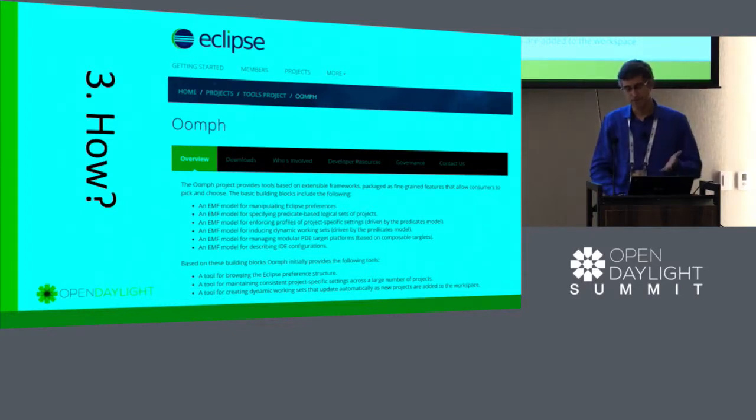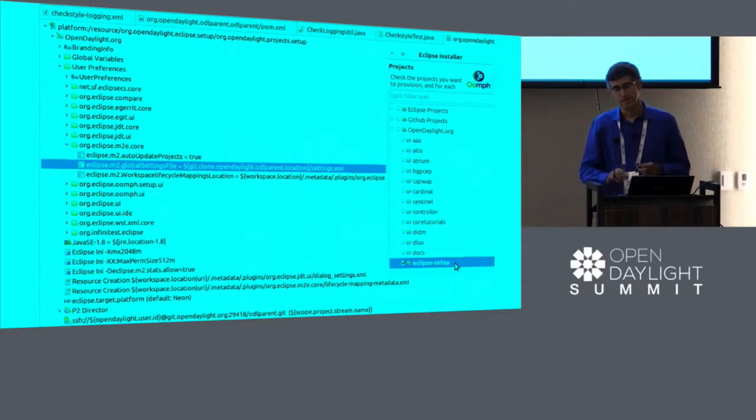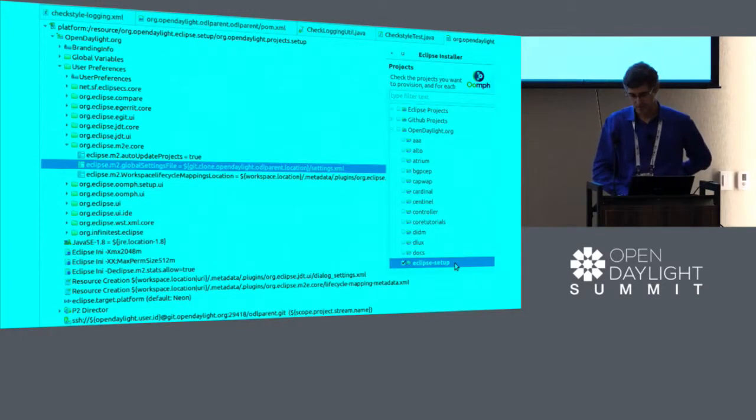What I've done and what this is based on is this OOMPH tool. OOMPH is this Eclipse environment to build custom development environment provisioning models. And the list of projects that comes up in the installer includes one project other than the classic OpenDaylight projects, like AAA and Alto and Controller and DLUX and Docs. There's an Eclipse setup project in that list. So if you want to work on the setup model, you just check this Eclipse setup project, just like all of the other projects, and you will provision that project in the workspace right next to the OpenDaylight projects.